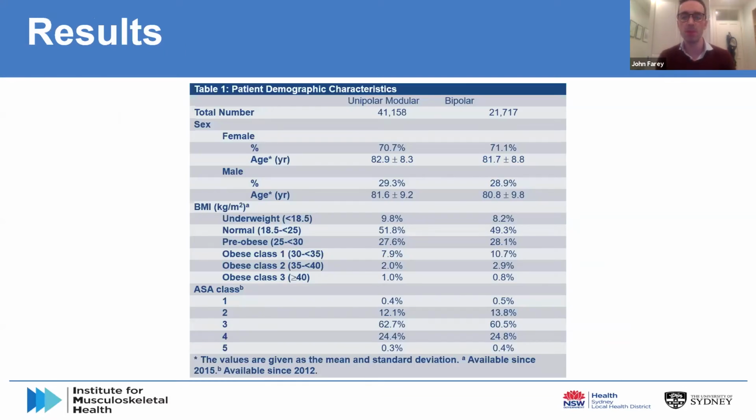So there's just over 60,000, close to 63,000 procedures now logged in the Australian registry, which is roughly about 100 times the number of procedures from randomised trials comparing modern prostheses. And there's a fairly typical NOF population, mainly female, mainly in the early 80s, and of varying levels of comorbidities. Next, thanks.